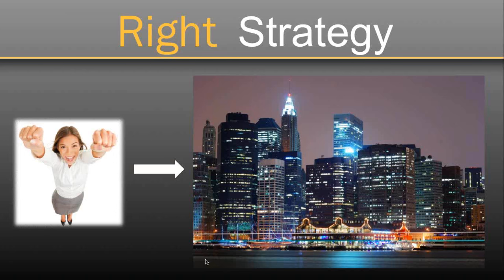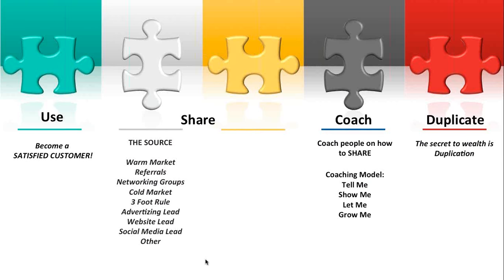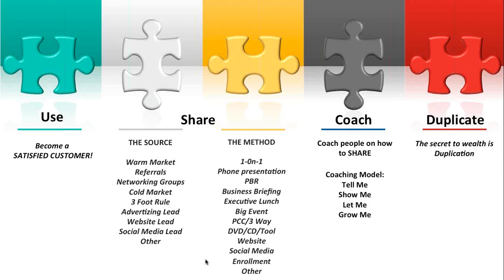So let's get started. And the right strategy, as we've been talking about, what is the right strategy? Well, we looked at the success assessment, and we learned that we need to use the product, share the product, coach, and duplicate. So under sharing, we learned in the last couple of weeks that the source, who we share to, doesn't really matter as long as we're sharing to a source that works for us. Some people are great in cold market. I'm terrible, zero in cold market. But other people, like Scott Brooks is a perfect example. He went to cold market, made those phone calls, was very disciplined, and he made $100,000 his first year, $250,000 his second year. So cold market works for Scott Brooks.